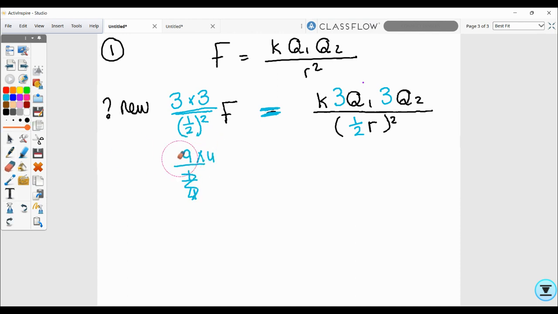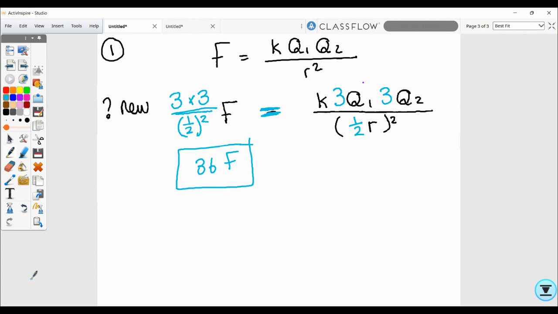But you don't even have to do that. Remember, you don't have time in a physics paper. Stick this in your calculator, and it gives you 36F, and that's your answer. Does that make sense? It's really the easiest way to do ratio questions. F new equals 36 times.